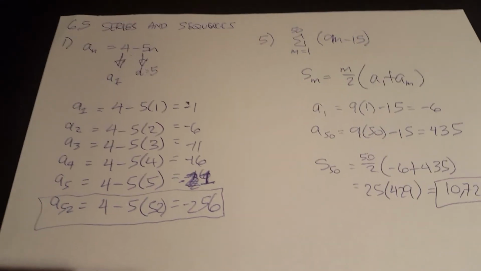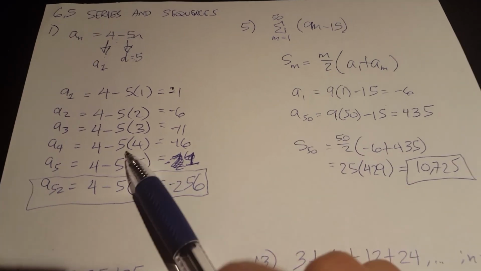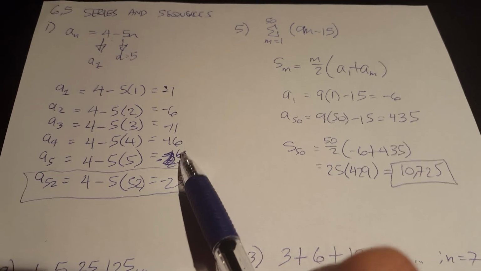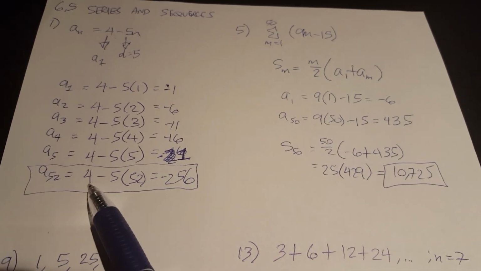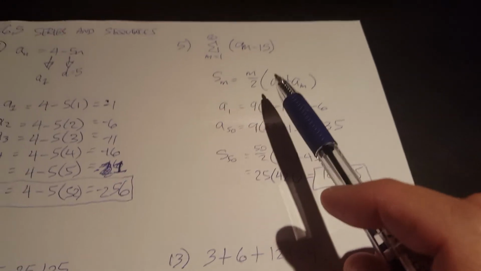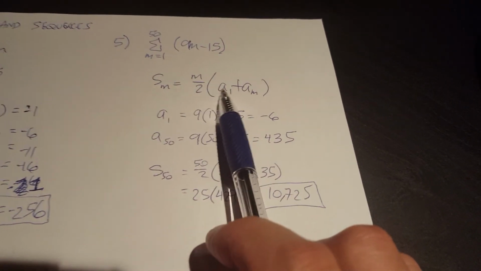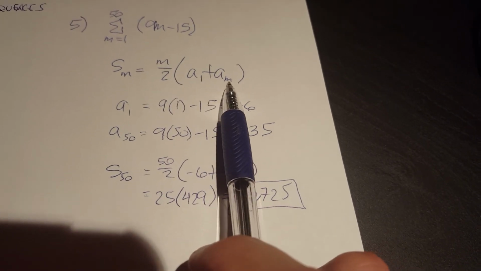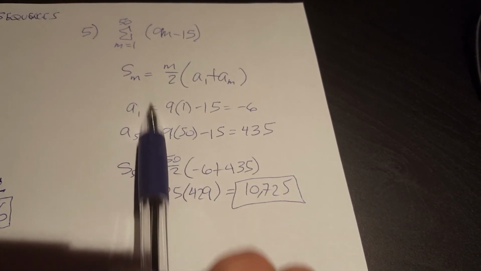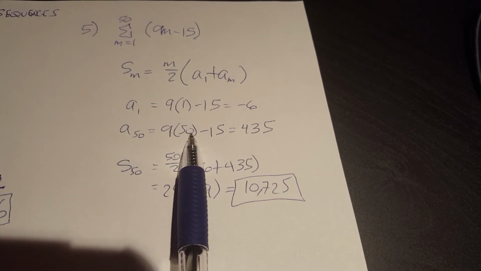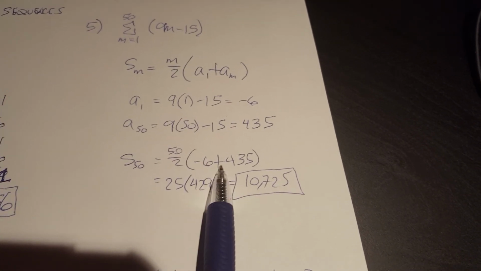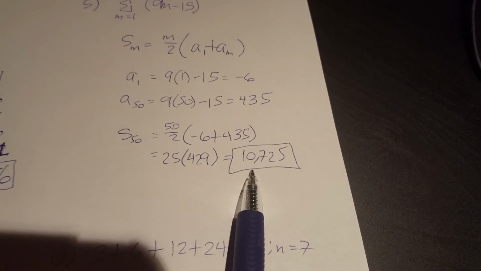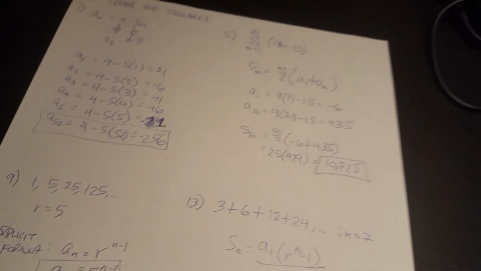That's just like a quick little recap right here. Arithmetic sequence. You're just going to plug in these numbers to 5. These first 5 terms are your first 5 terms. Then you plug in 52 for the 52nd term. If you're talking about a series, you're going to use this formula: m over 2 times a sub 1 plus a sub m. You will have to get the first term, so plug in 1, and the last term, and then you're going to plug these into the formula. In this case, plug those in. It gives us a nice little number right there, 10,725 for number 5.